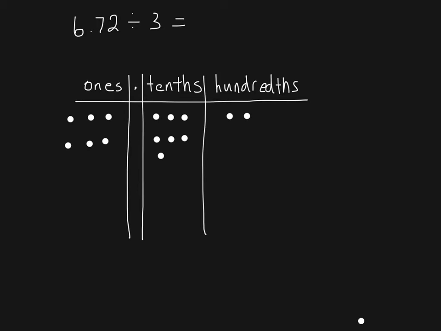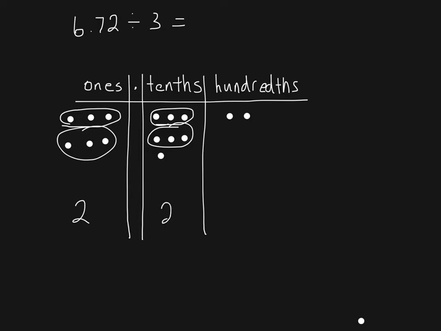Now I'm going to go back and I'm going to start in the largest place, and I'm going to circle my groups of 3, and I see that I have 2 groups of 3, and there are no remainders there. When I circle my 2 groups of 3, there's nothing left over. Then I'm going to move over to the tenths place, and I will circle my groups of 3. And this time I have 2 groups of 3, but I've got 1 left over.